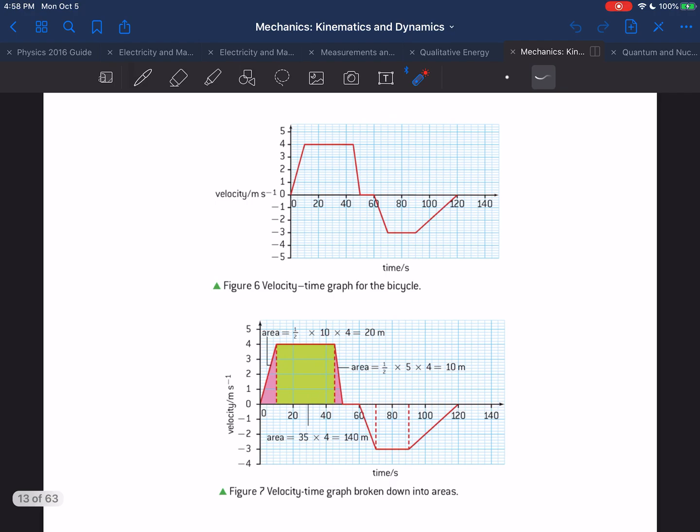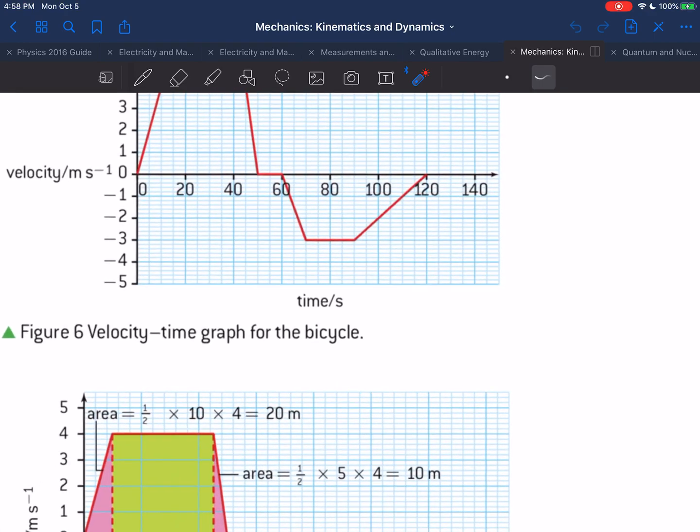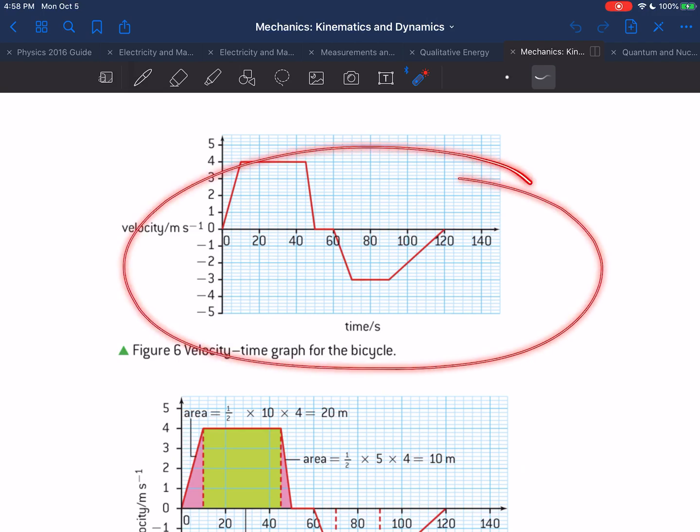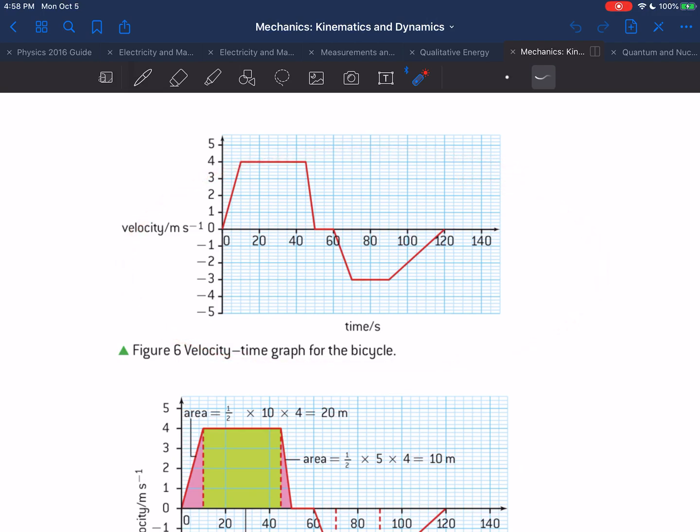Now, in this particular example, I would encourage you to, at this point, calculate the acceleration for each segment, okay, and think about what is happening at each segment. You can then find the total displacement of this particular trip. So this is a trip of a person or an object. It's a person, I guess, in this case, on a bicycle.